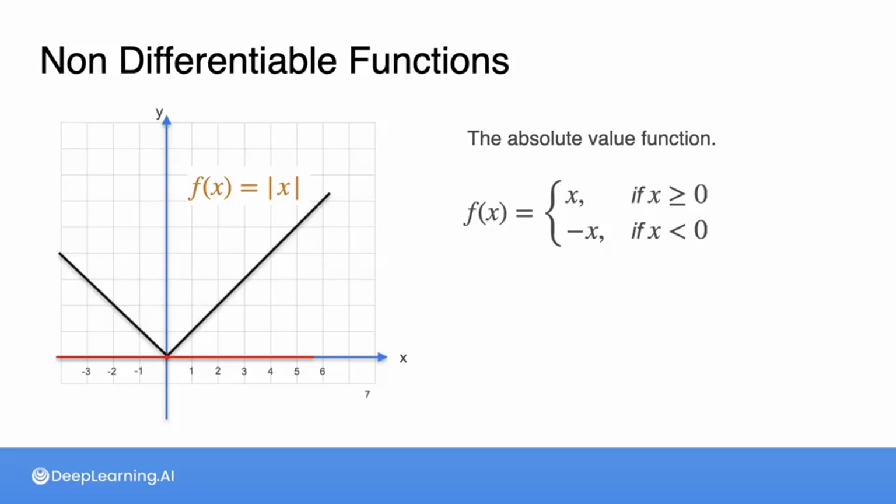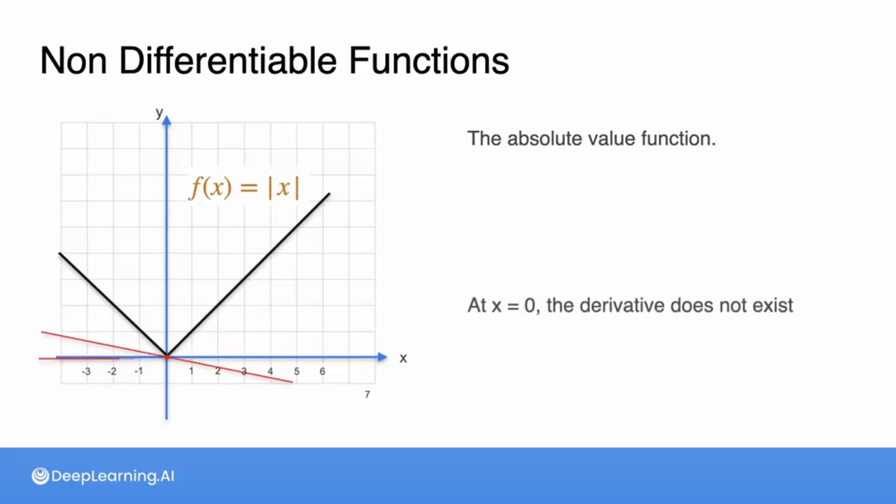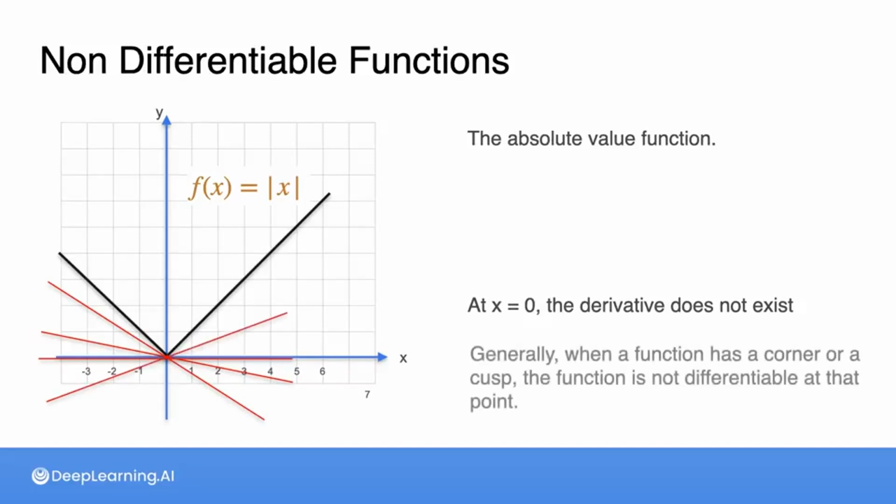So this function is differentiable almost everywhere except at the origin, because if you try to draw a tangent, it's not well defined. Many different lines would work, so there's no single well-defined tangent. So we say that at x equals 0, the derivative does not exist. And this always happens when a function has a corner or a cusp. If that's the case, the function is not differentiable at that point. That means if you're drawing it with a pencil and at some point you have to stop and draw a corner, then the function is not differentiable at that point.